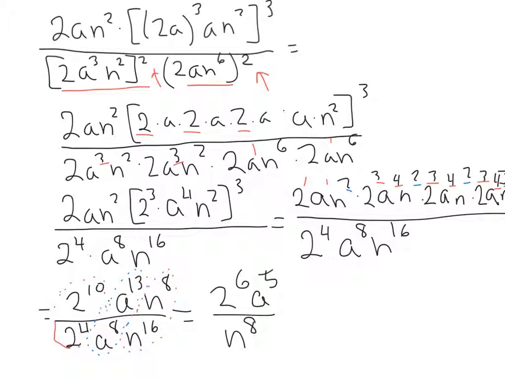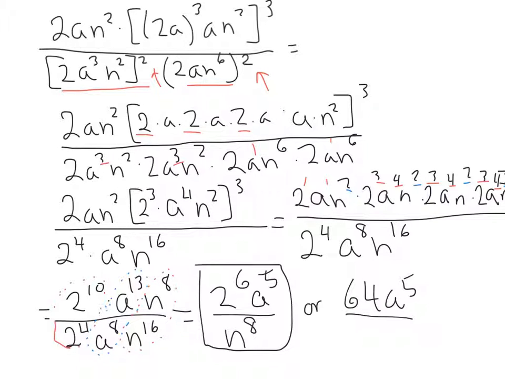And this would be the way to write it, unless you were asked to multiply out the 2's, in which case I believe that would be 64. In any case, that would be a final answer, or 2 to the 6th, let's see, 2 to the 5th is 32, so 2 to the 6th is 64. 64 a to the 5th over n to the 8th. And some teachers might want you to write this using negative exponents so that it's not a fraction, in which case it's 64 a to the 5th n to the negative 8th. That's it. Hopefully that's helpful.